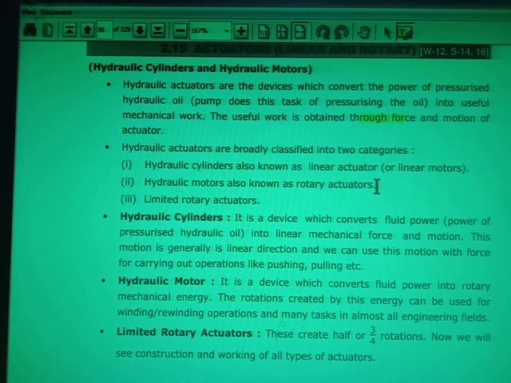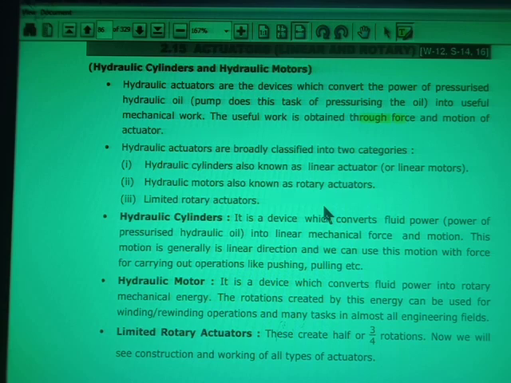Now hydraulic actuators are broadly classified into two categories, as I already mentioned. Hydraulic cylinders are also known as linear actuators, and sometimes as linear motors. The second type is the hydraulic motor, also known as the rotary actuator. Whenever we require linear motion, we require a hydraulic cylinder, that is, the linear actuator.